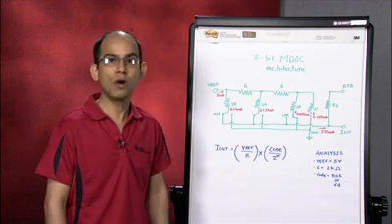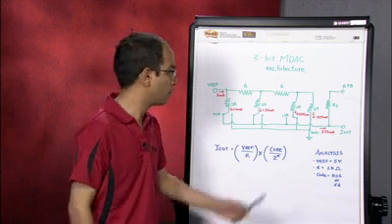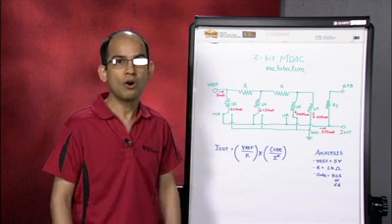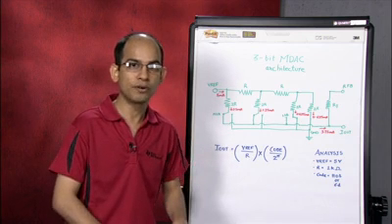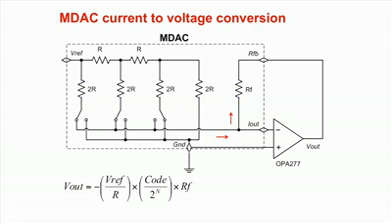Now that I have stepped you through how to calculate the code dependent current flowing into the I-out pin, all that is left is to convert this current into a voltage. By using an external op amp as a current to voltage converter, the output voltage range of minus Vref to plus Vref can be generated. The RF resistor, which is usually integrated into the chip, is matched to the ladder resistors on the chip. An interesting property of MDAC is that the voltage generated is of the opposite polarity of the Vref pin.